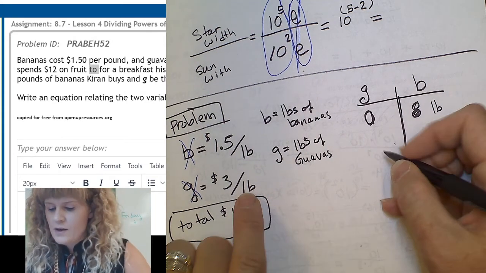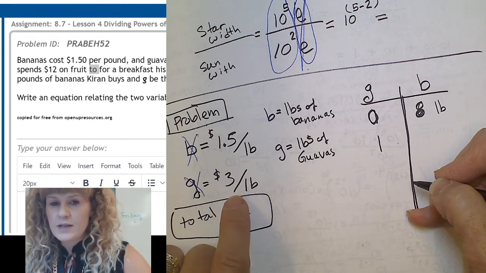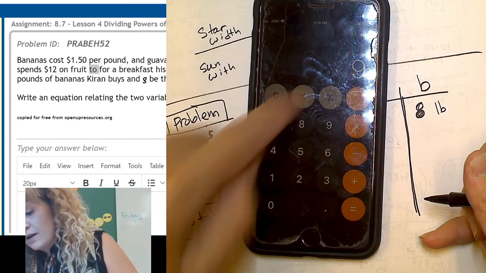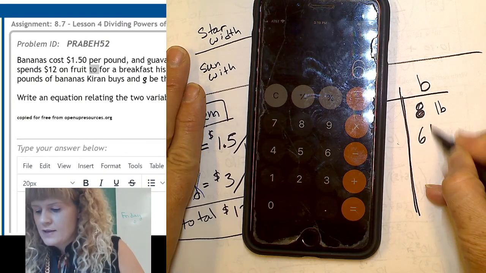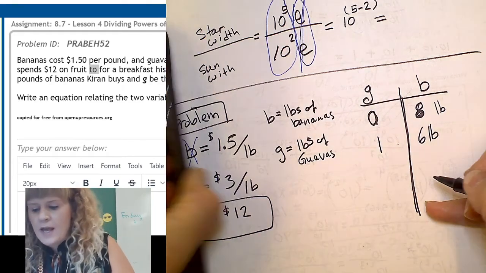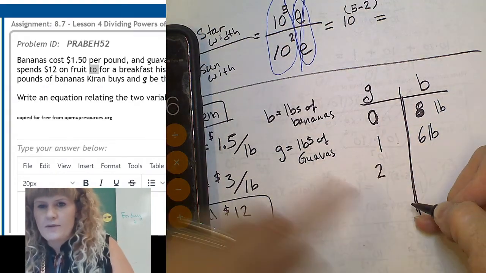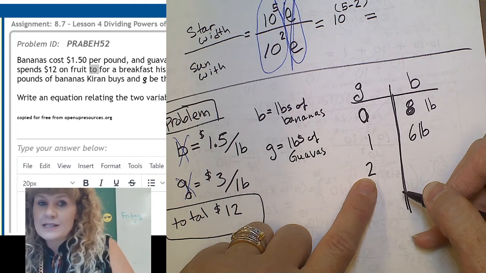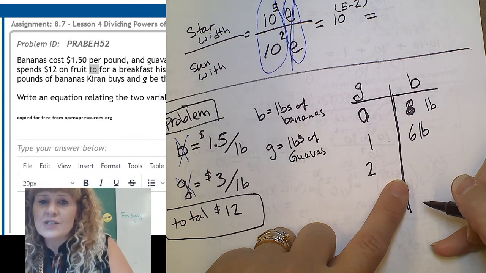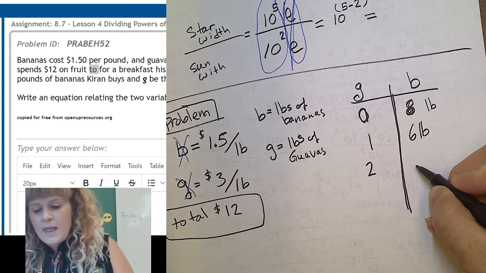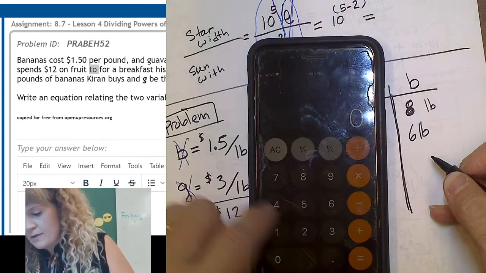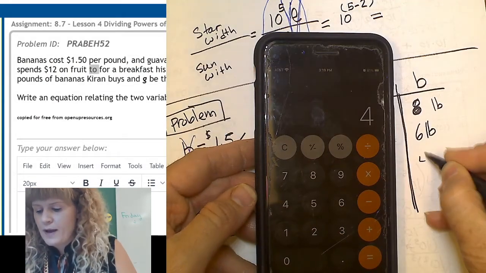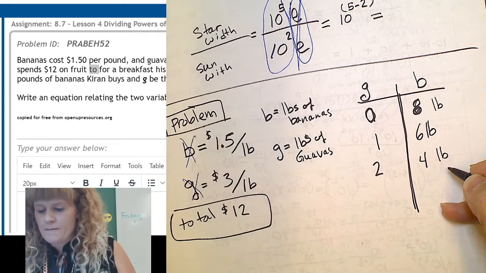If Kieran buys 1 pound of guava, then that's $3. So Kieran only has $9 to spend on bananas. So $9 divided by $1.50 is 6. 6 pounds of bananas. If Kieran buys 2 pounds of guavas, and guavas are $3 per pound, then Kieran has spent $6 on guavas and only has $6 left for bananas. Bananas cost $1.50 per pound, so $6 divided by $1.50 means only 4 pounds of bananas.